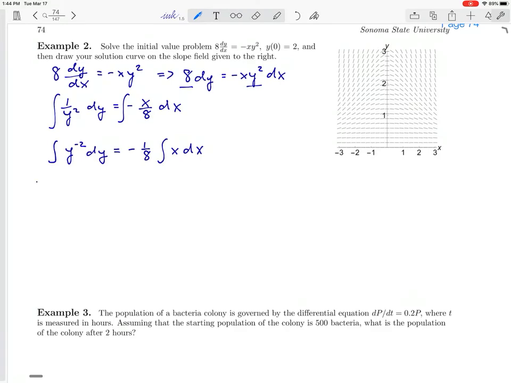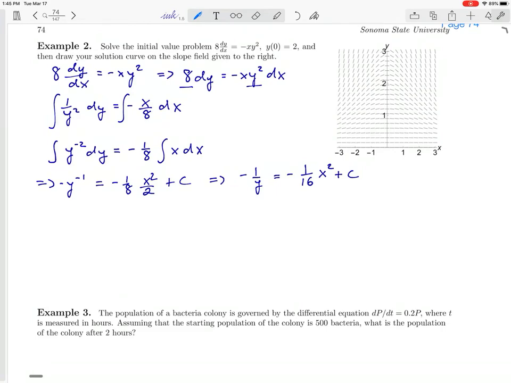So now on the left hand side my antiderivative is y^(-1), and the whole thing is negative. And on the right hand side I have -1/8 and then x²/2. And then I get my plus C. So I can clean that up a little bit. That gives me -1/y = -1/16 times x² + C.